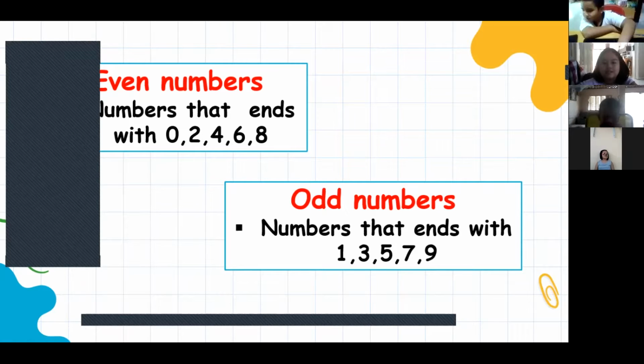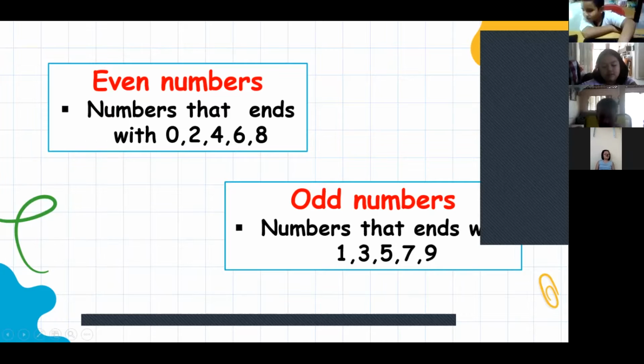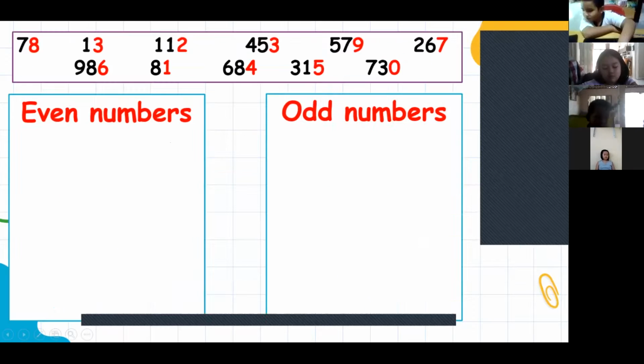It's easy, right? Just memorize. Even numbers end with 0, 2, 4, 6, 8. Odd numbers end with 1, 3, 5, 7, 9. Okay, just memorize that one.